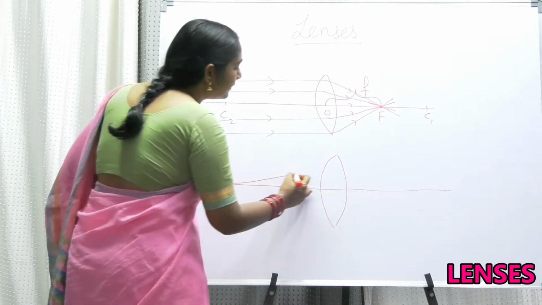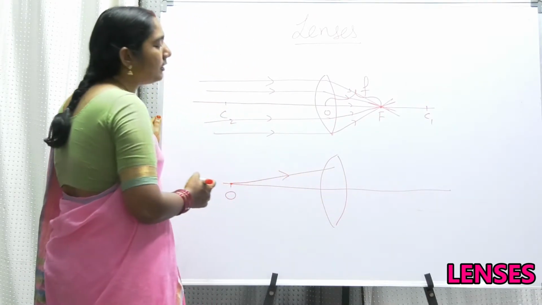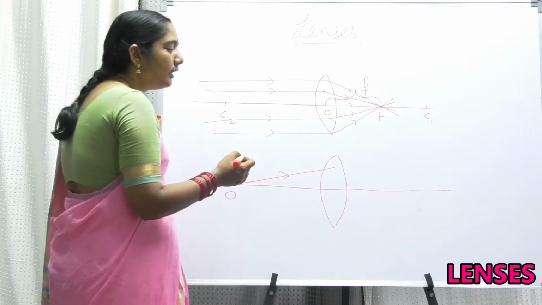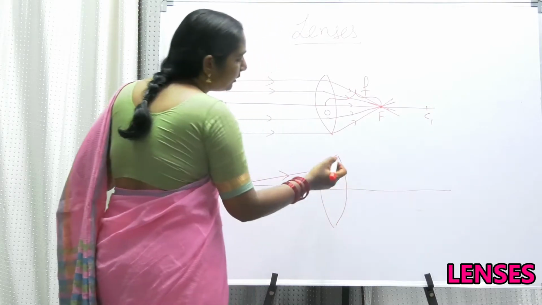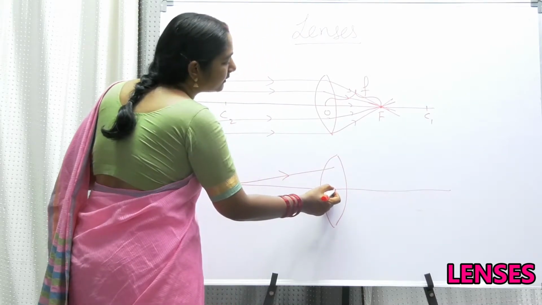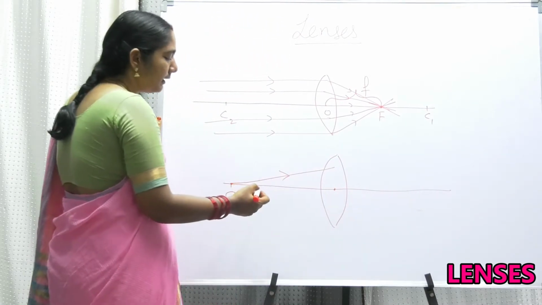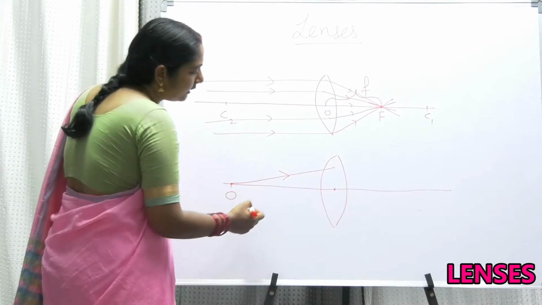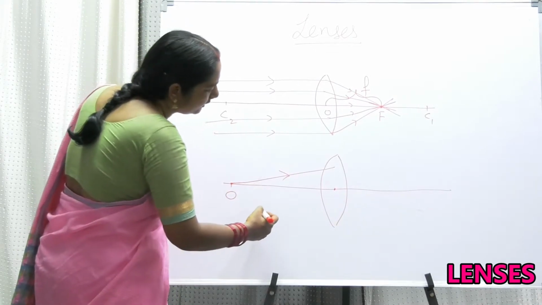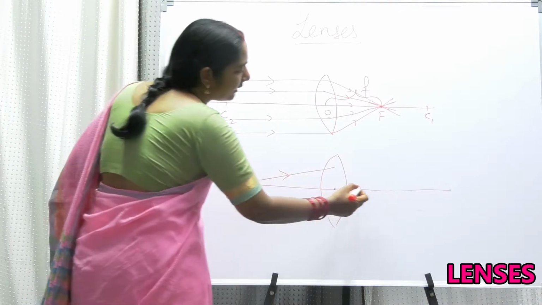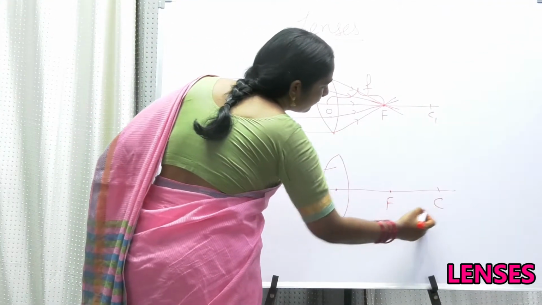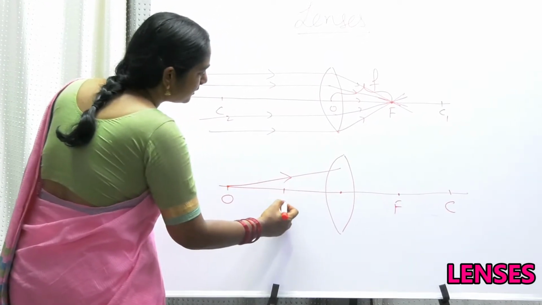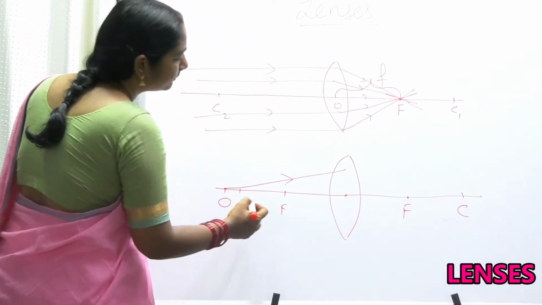Now, my dear friends, there is a ray which is coming from the point object like this. Now, how to draw this? How to bend this? For you to understand this. Now, my dear friends, now see here. Let us try to draw a line which is passing through the principal axis. This is the principal focus, center of curvature, focus and the center of curvature.